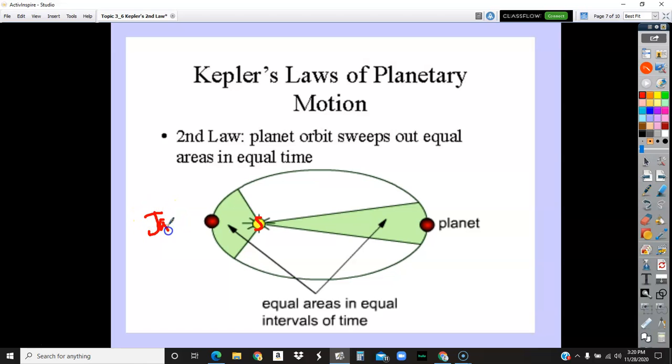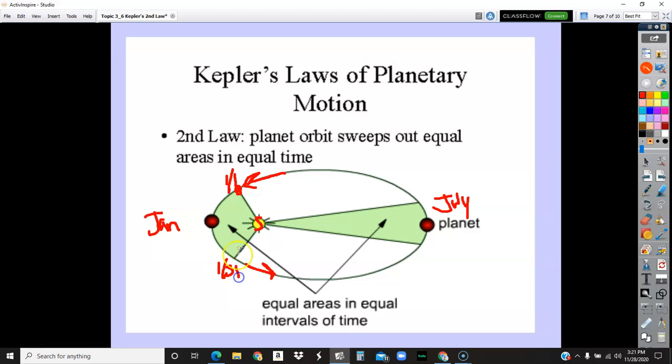So I'll put Jan. There's January. Way out here is when we're furthest from the sun. That was aphelion, and that's going to be July. So what Kepler is saying is, in the month of January, we're going around the sun, if we're looking from above like this, counterclockwise. So this point right here would be New Year's Day, beginning of January. This point over here would be the end of January, January 31st.